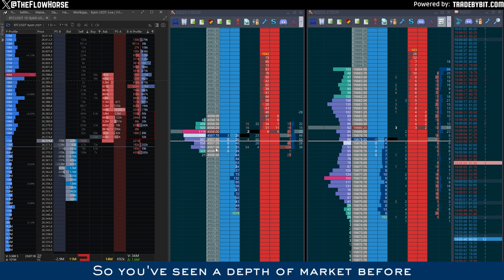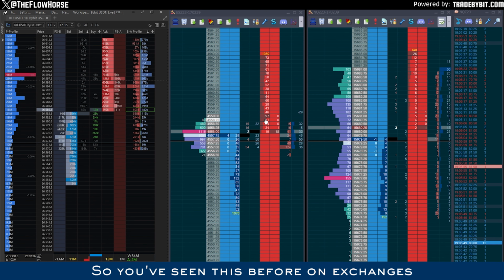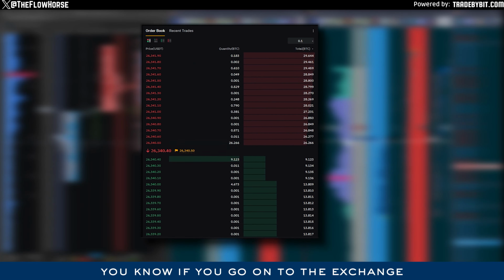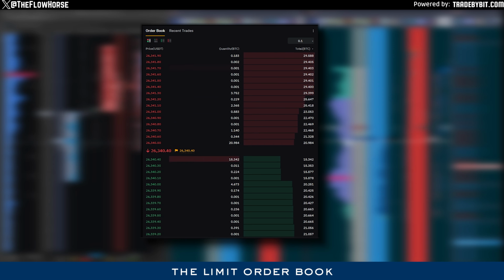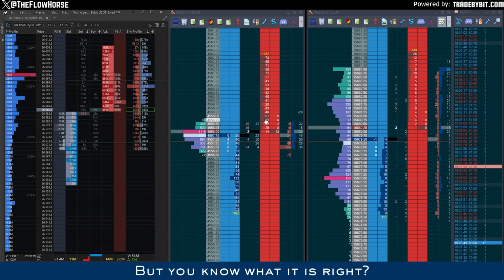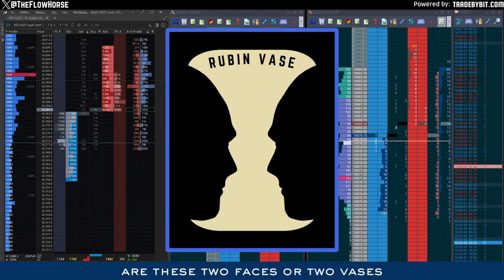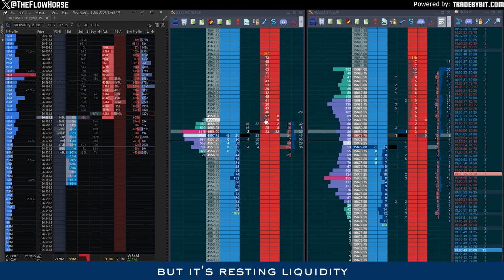So you've seen a depth of market before, where it's just the limit order book, resting bids and then resting offers. You've seen this before on exchanges. If you go onto the exchange, you could switch between the screen that shows you the chart, and then the limit order book, which might be stacked differently, but you know what it is, right? It's sort of like that illusion image of, are these two faces or two vases? Like if it's cumulative, it has sort of that look, but it's resting liquidity.